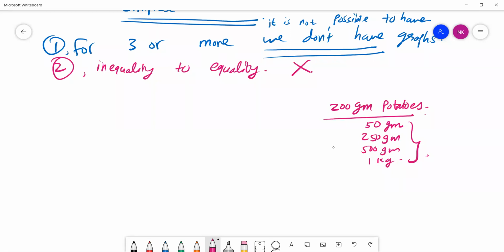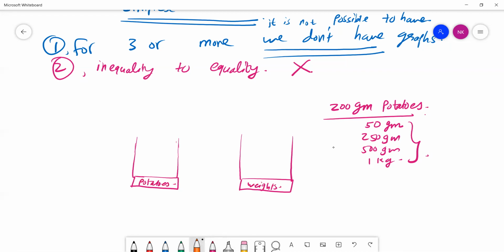So in this particular setup, this will be one of the pens. Just assume it to be a pen. I'm not saying that this is a pen, but just assume it. And this is another pen where you will be placing the weights. Over here, you will be placing the weights, and over here, you will be placing the potatoes. You told him, please give me 200-gram potatoes. Now the shopkeeper says, okay, I don't have a 200-gram weight. So I will be placing over here a 250-gram weight.